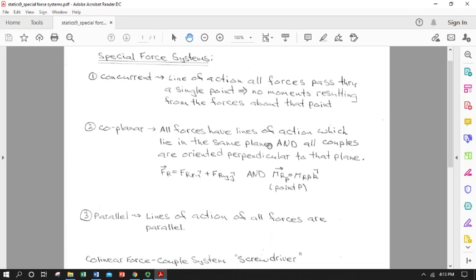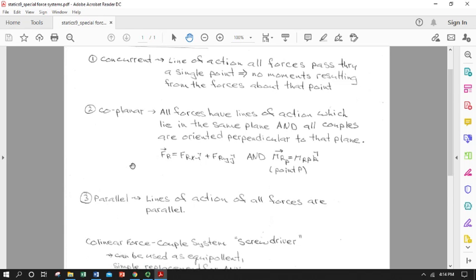So that restricts the number of directions in which we can have twisting, flexion in the system. We can have only one direction of flexion. We can have all twisting and no flexion, that kind of thing. So that simplifies the system in terms of applications. So that's coplanar. Forces in the same plane, couples perpendicular to that plane.